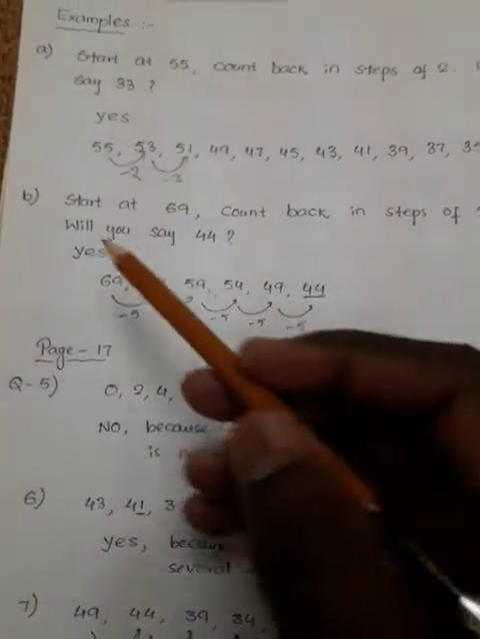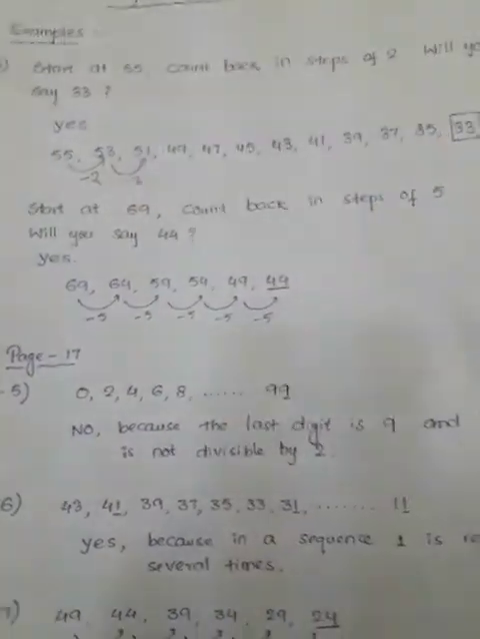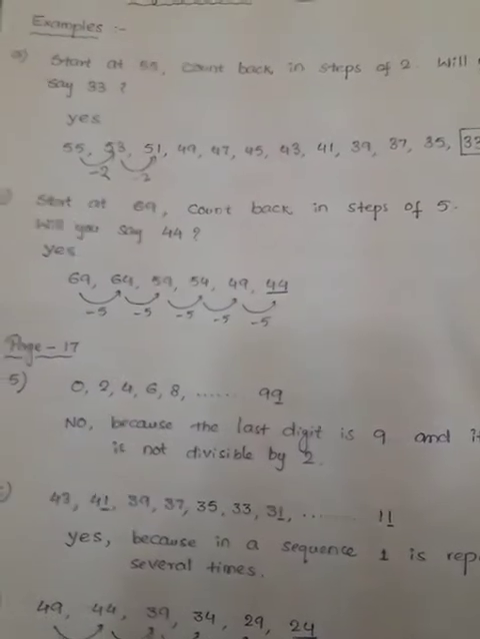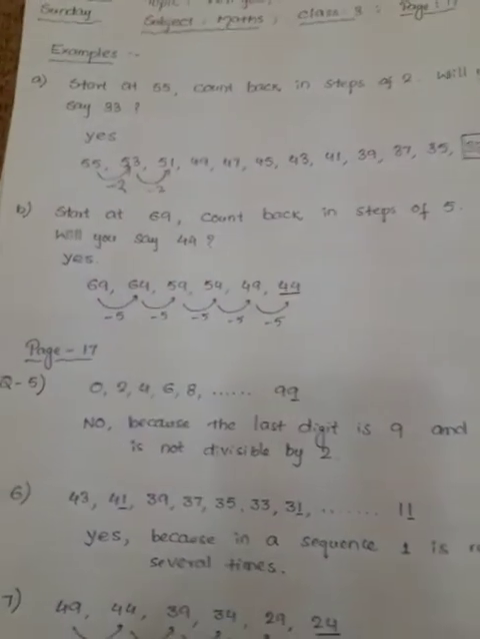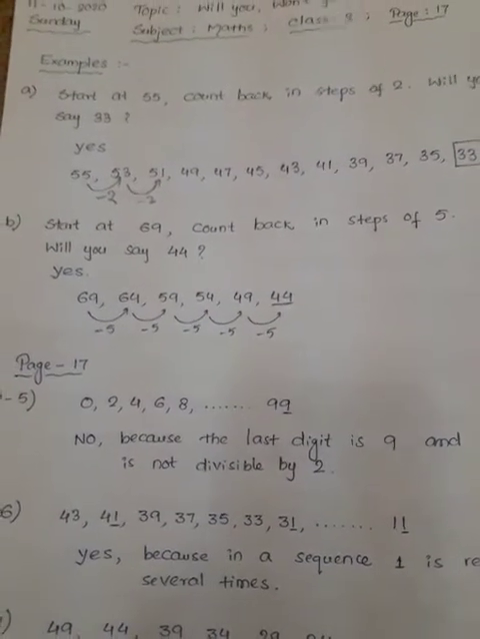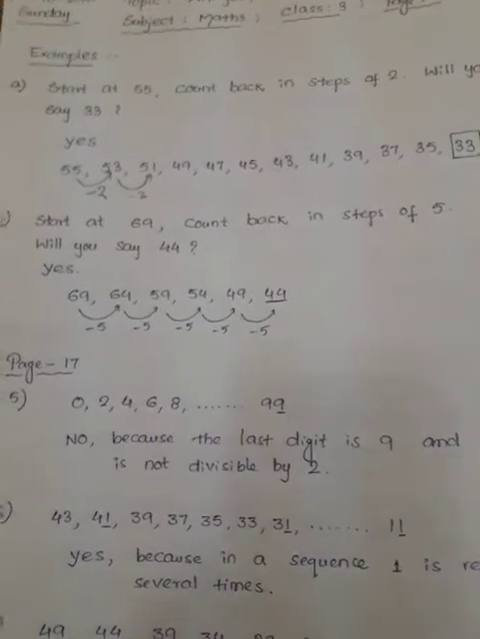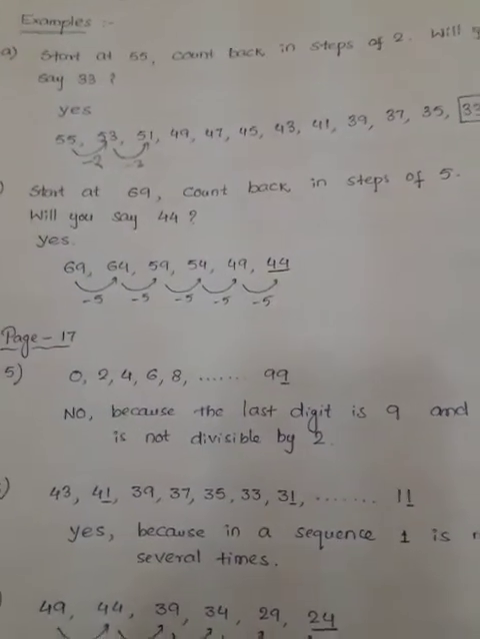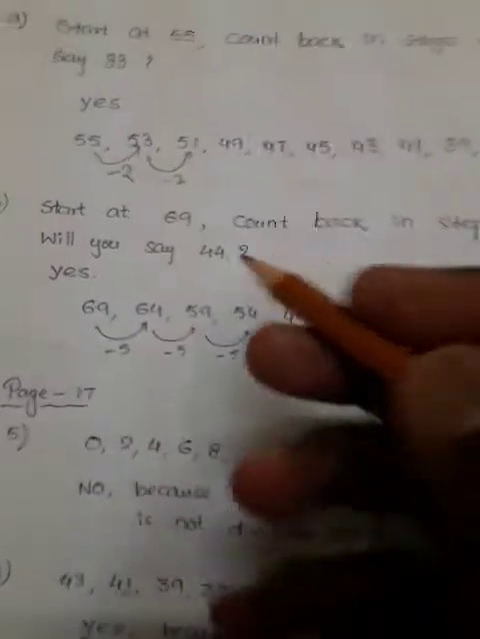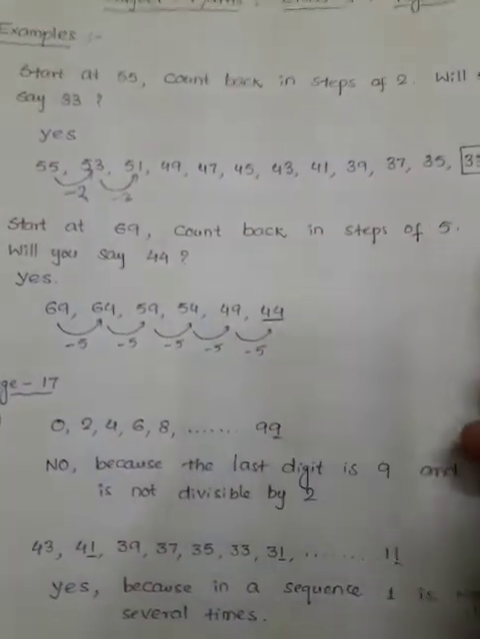Now coming to the next question. Start at 69, count back in steps of 5. So what is the rule of 5? Normally in a multiple of 5, that means in the table of 5, the ones place should be 0 or 5. But that is if it starts from 0. Here we start from 69, and count back in steps of 5.